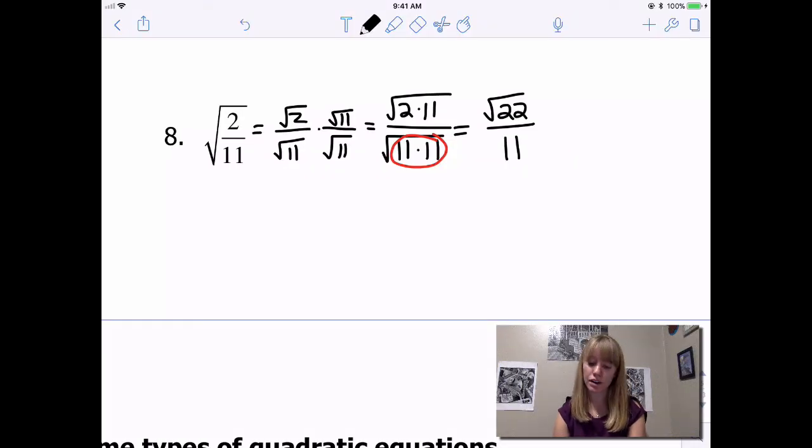So here's number 8. We have rad 22 over 11. You had to multiply by rad 11 over rad 11. So double check your work, and if you've got questions, rewind the video and look back at the last two, because number 8 should be pretty similar.